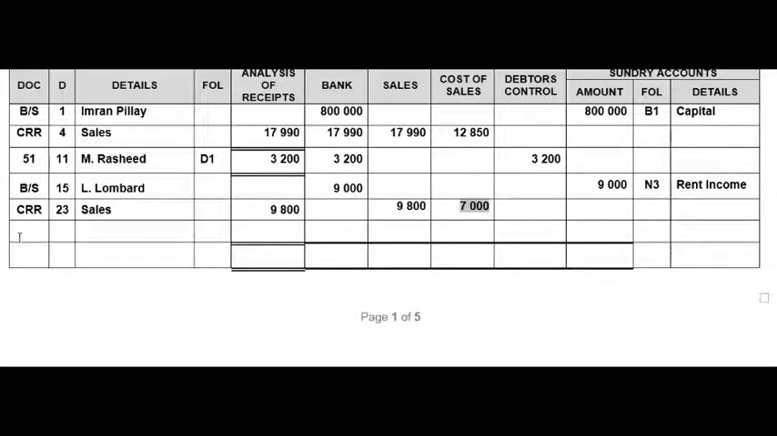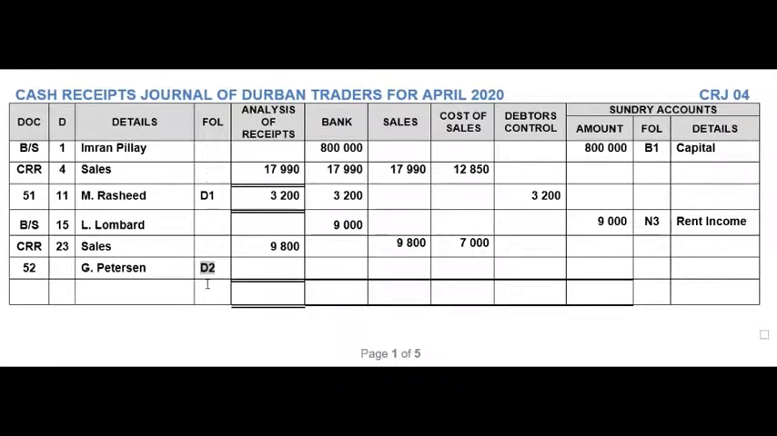The next transaction was also on the 23rd. We issued a receipt, number 52, because it follows on the previous receipt that we've issued. You don't write 23 again. We received money from G. Peterson, who is a debtor. So now we use this folio column because it's a debtor paying us back. He paid us 5,900 Rand.